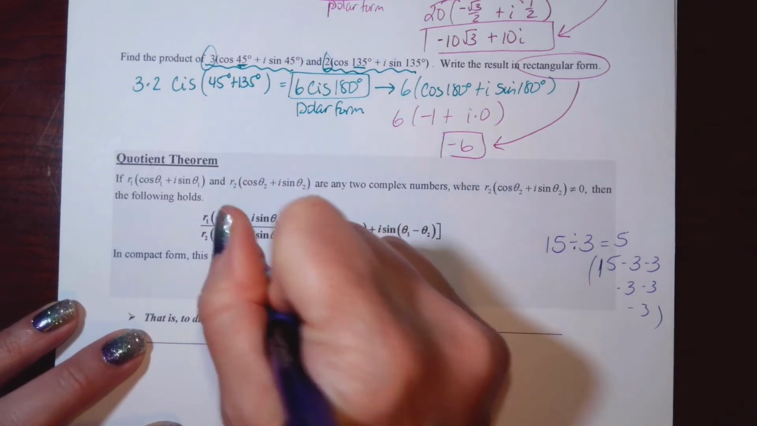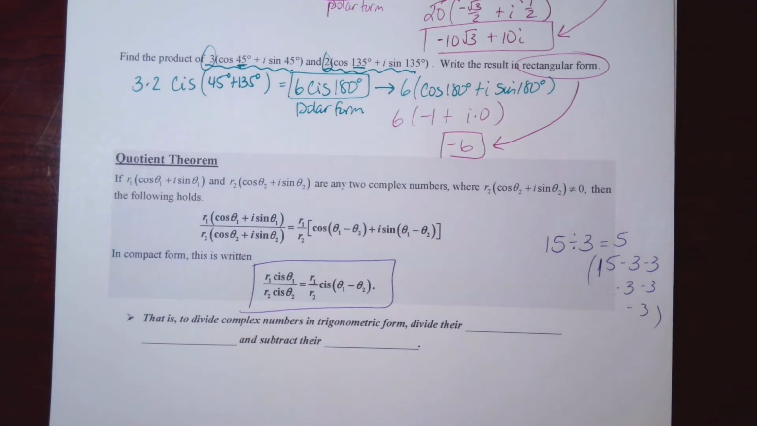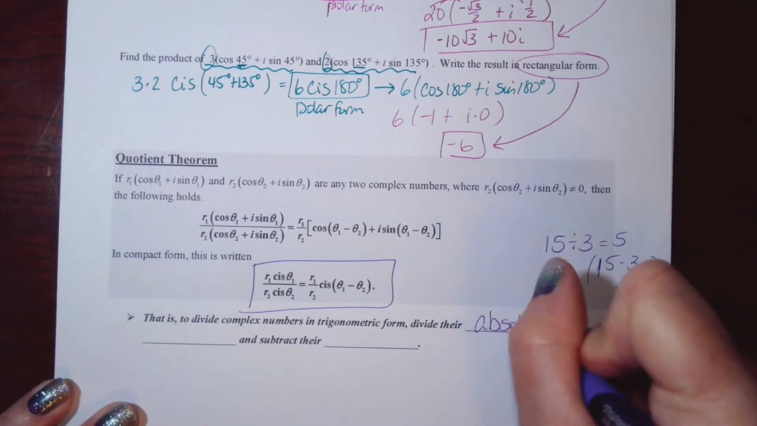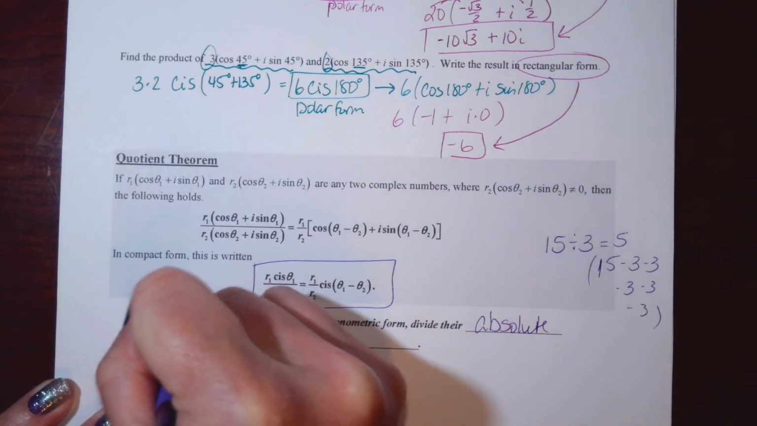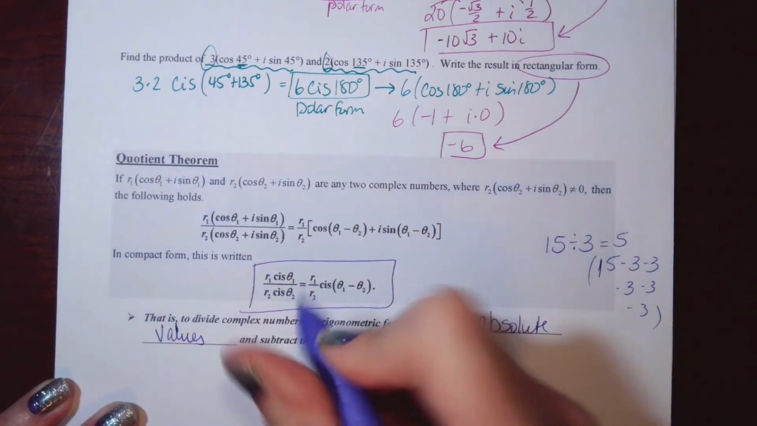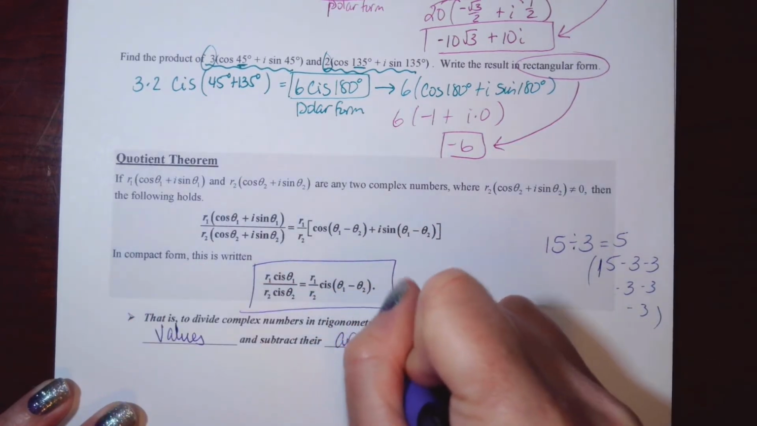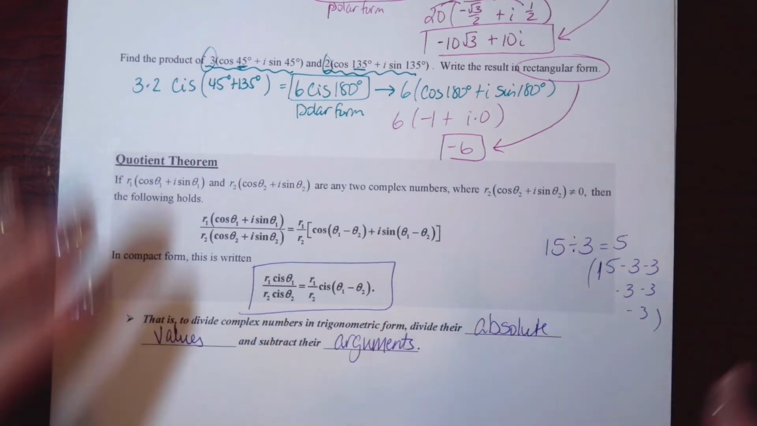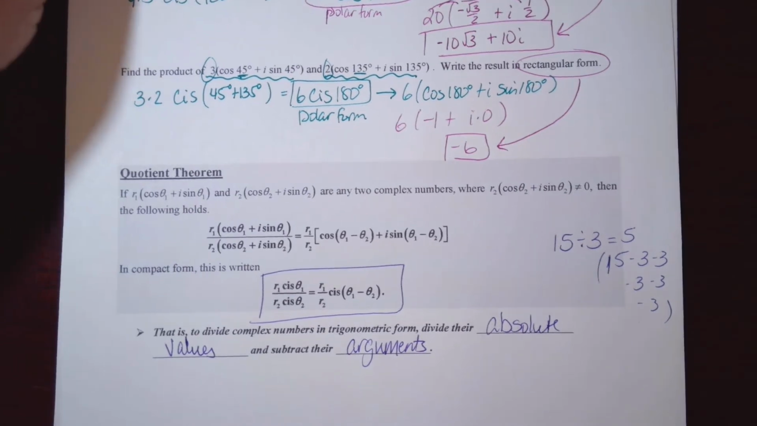To work with my quotient theorem, instead of multiplying the moduli, I divide. And instead of adding the arguments, I subtract. So I'm going to divide those absolute values and subtract the arguments, because division pairs with subtraction. All right, let's do a couple of examples with our quotient formula.